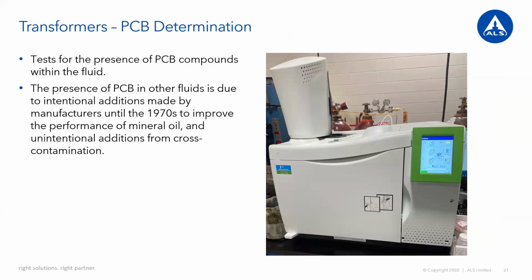PCB determination. This tests for the presence of PCB compounds within the fluid. The presence of PCBs in other fluids is due to either intentional additions made by manufacturers until the 1970s to improve the performance of mineral oil, because PCBs have great dielectric properties. I've never seen it below 75. And unintentional additions from cross-contamination.